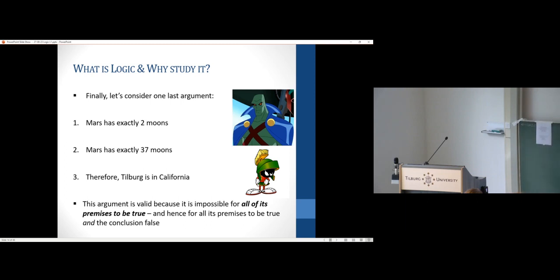Premises 1 and 2 are mutually exclusive. They're inconsistent, to introduce a term we'll talk about in a few moments. They're jointly inconsistent, yes. It's impossible for all the premises to be true. Well, if it's impossible for all the premises to be true, then it's also impossible for all the premises to be true and the conclusion false.